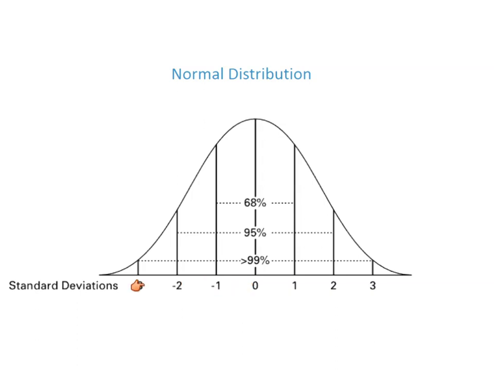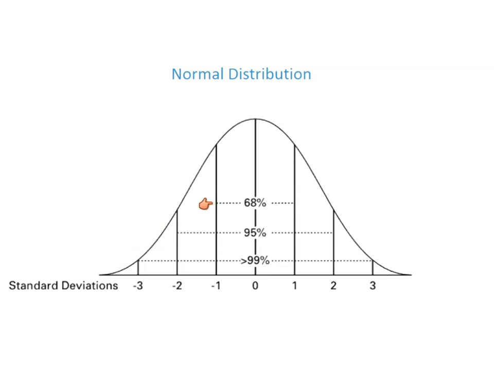The numbers that you see along the bottom are what's called standard deviations, and that means how far away a value is from the mean. So a value that falls right around here would be 1 standard deviation from the mean. A value that falls over here would be 2 standard deviations from the mean. Here would be 3, and then we can do the same thing in the opposite direction.